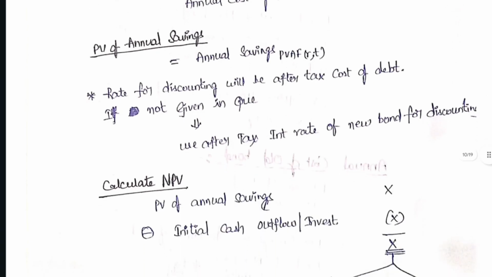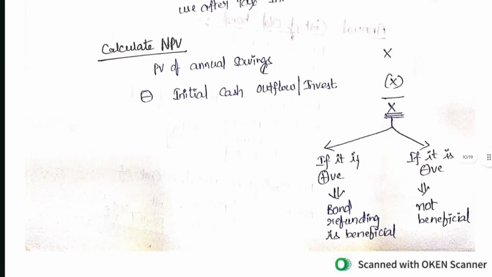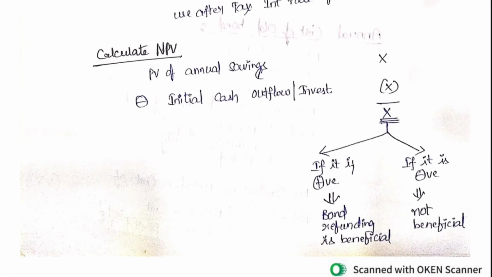Present value of annual savings equals annual savings into present value annuity factor at the rate of R for T years. Rate for discounting will be after tax cost of debt. If not given in the question, use after tax interest rate of new bond for discounting. Calculate NPV: present value of annual savings less initial cash outflow or investment. We will get the NPV. If it is positive, bond refunding is beneficial. If it is negative, bond refunding is not beneficial.